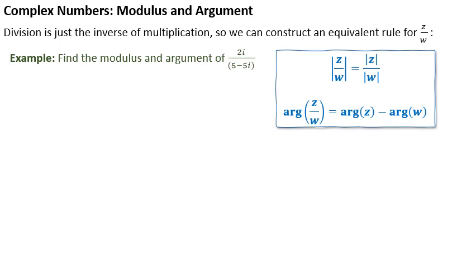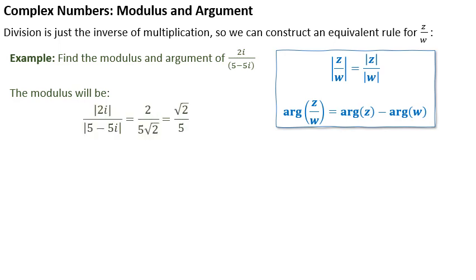Let's try an example. It is perfectly possible to rewrite this number in the rectangular form, a plus bi. We need to multiply the top and the bottom by the complex conjugate, 5 plus 5i, and that will allow us to turn the denominator into a real number and simplify the whole thing. However, it saves us quite a bit of time if we recognize that we can easily identify the modulus and the argument for the numerator and for the denominator. Therefore, we can just take advantage of these laws that we've got.